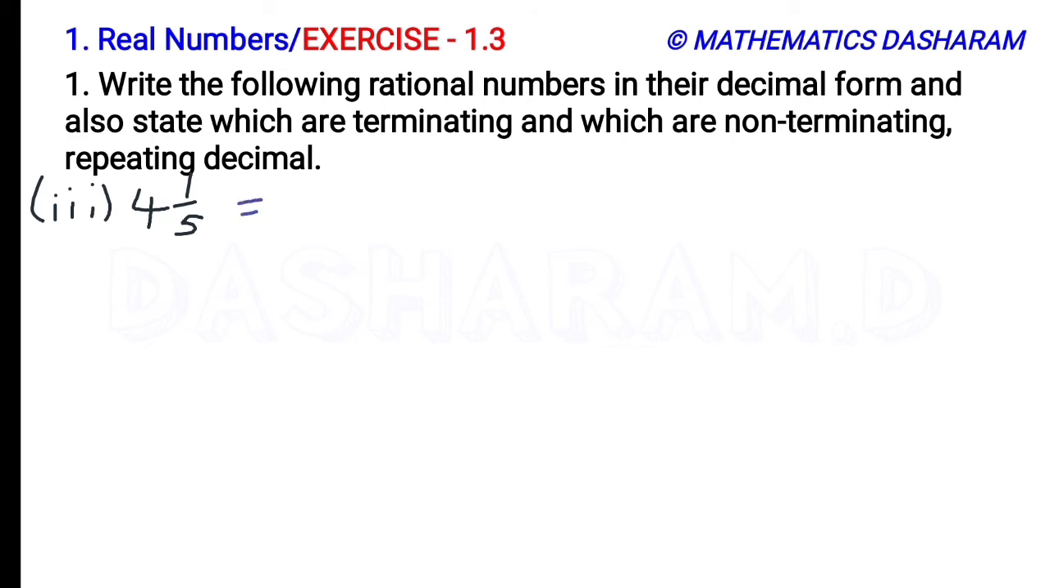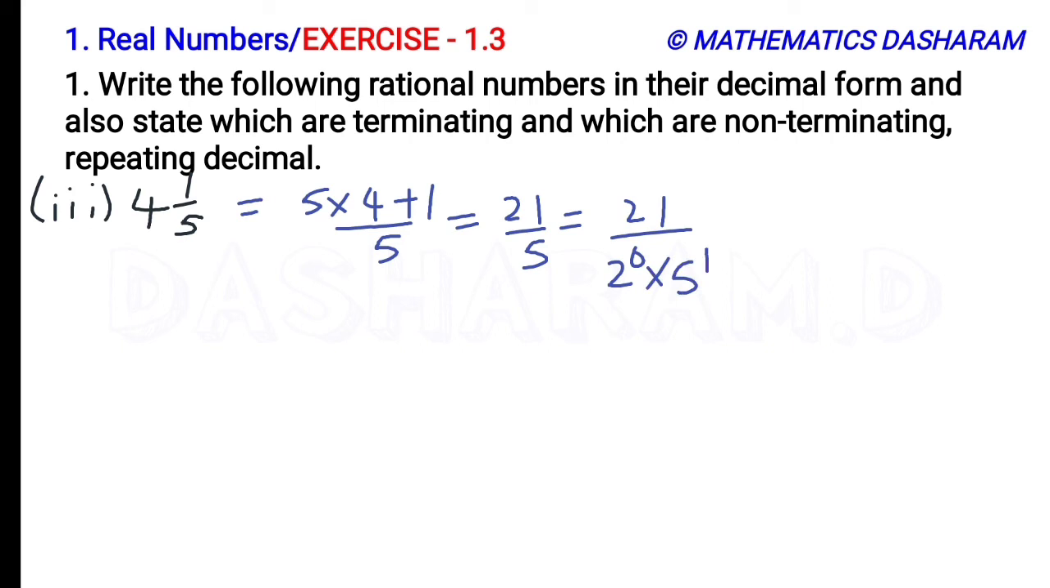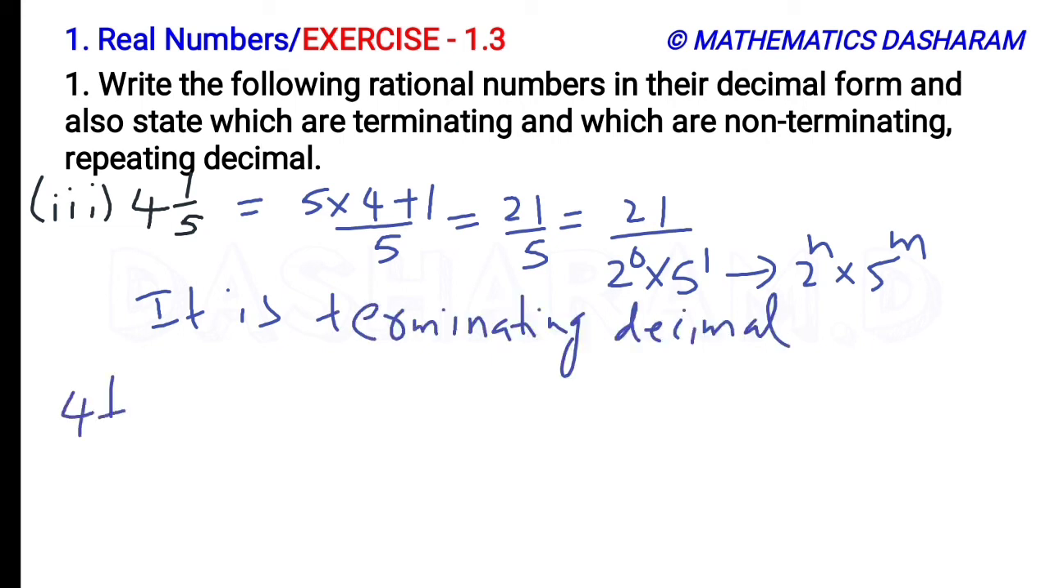Third question, 4 whole 1 by 5. It is a mixed fraction. Convert into improper fraction form. 5 4s are 20 plus 1, 21 by 5. So here 21 by 5, 5 can be written as 2 power 0 into 5 power 1. So now it is exactly in the form of 2 to the power of n into 5 to the power of m, where n comma m are non-negative integers, that means whole numbers. So it is a terminating decimal.